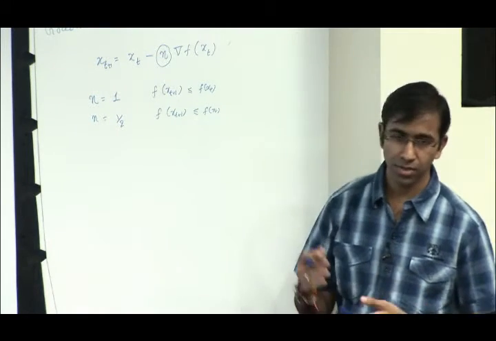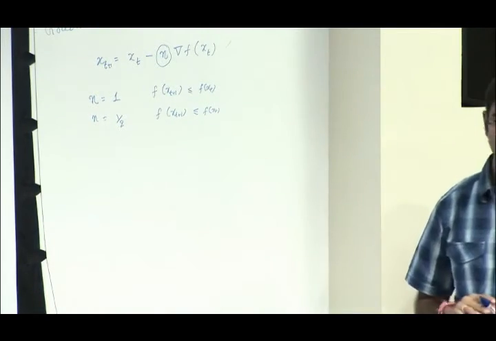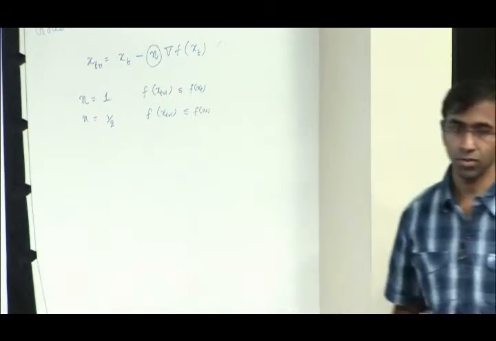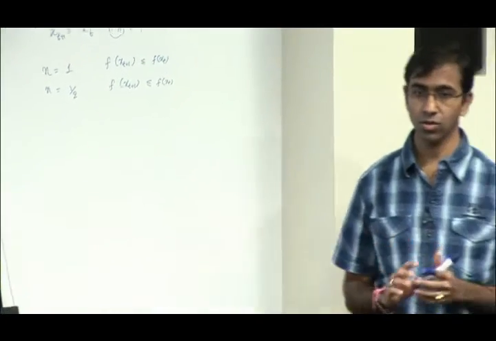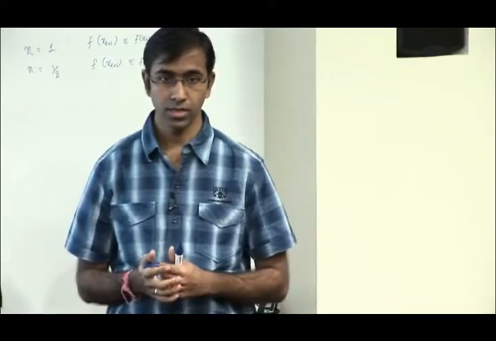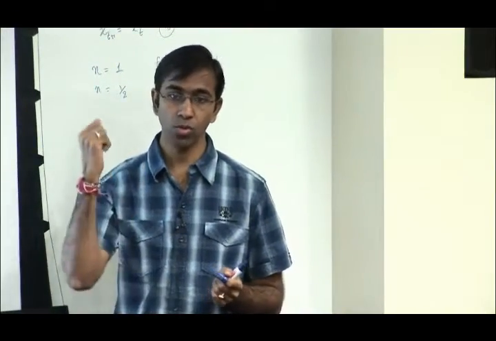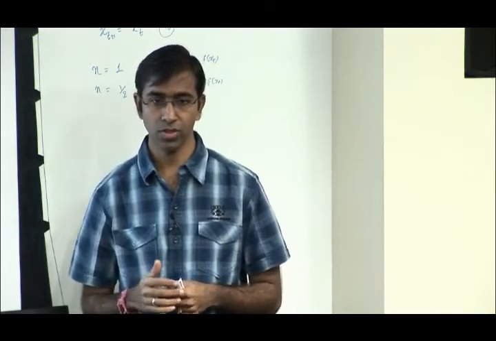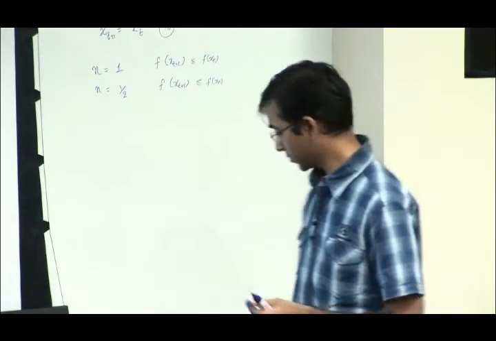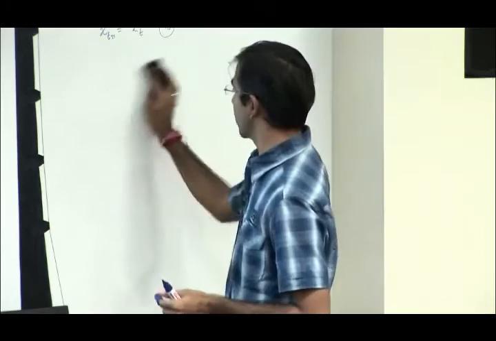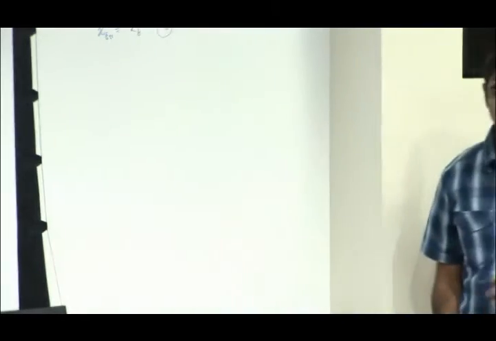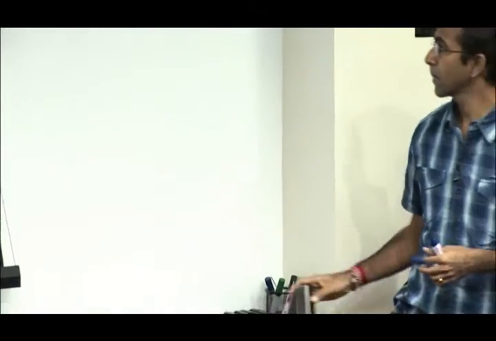There are several variants of this Armijo rule. I'm not being very precise here, but that's the basic idea: you try out several step sizes, and whichever gives you the most decrease in objective function value, take it. And you can prove a rate of convergence for that type of rule as well.